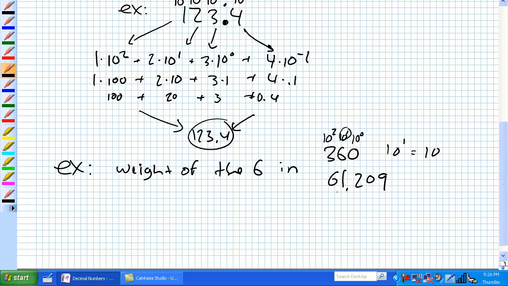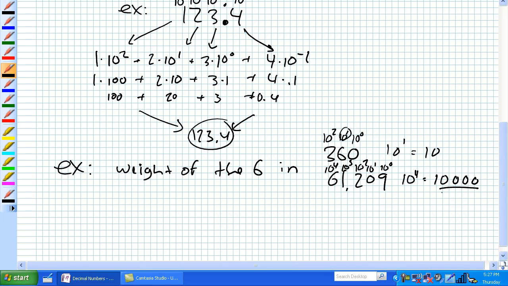So 61,209. What's the weight of the 6? Again, 10 to the 0, 10 to the 1, 10 to the 2, 10 to the 3, 10 to the 4. So that's 10 to the 4, or 1 with four zeros after it. So the weight of the 6 in this one is 10,000.